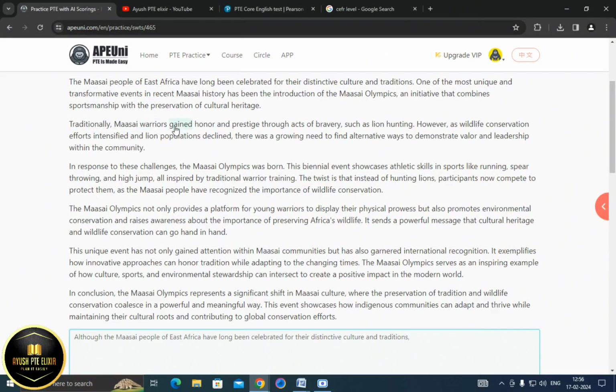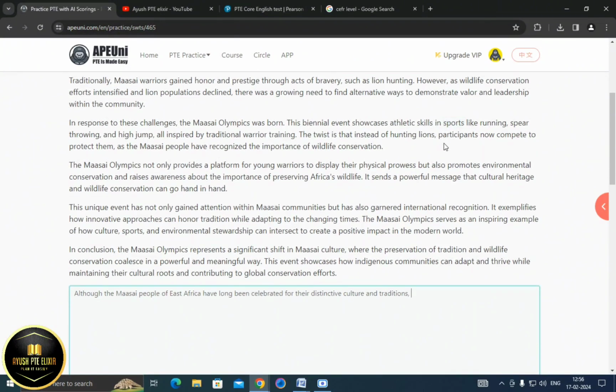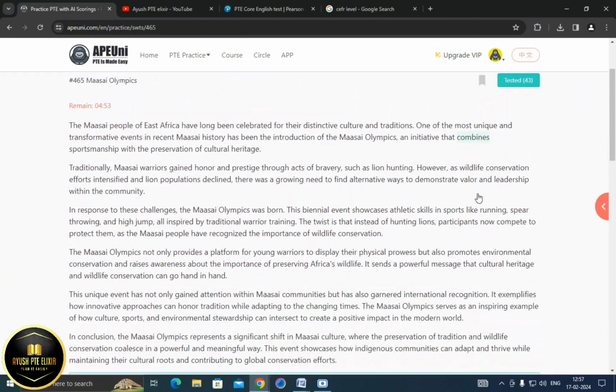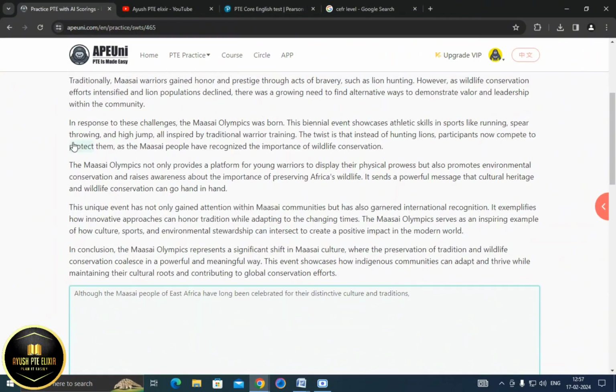So traditionally, Maasai warriors gained honor and prestige through acts of bravery such as lion hunting. However, as wildlife conservation efforts intensified and lion population, so this is nothing which is linked. So don't take examples, don't take the bracket words, don't take dates or particular names. So just try to go with the common lines and the general sentences. In response to these challenges, so they're talking about the challenges. This biennial event showcases athletic skills in sports like running, spear throwing, and high jump, and all inspired. So this is again some examples.